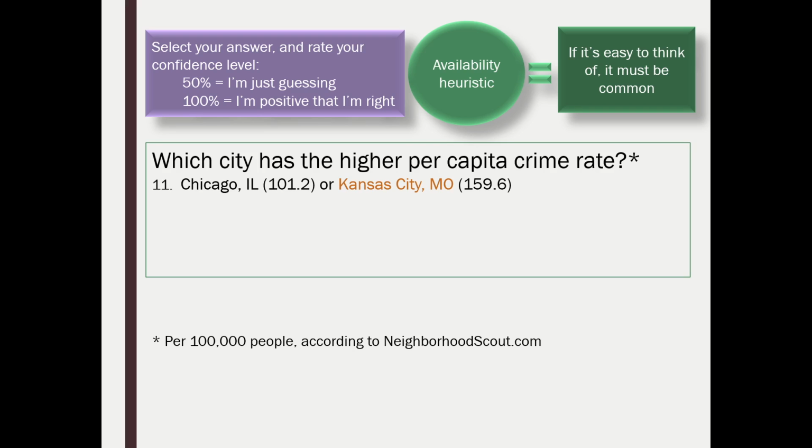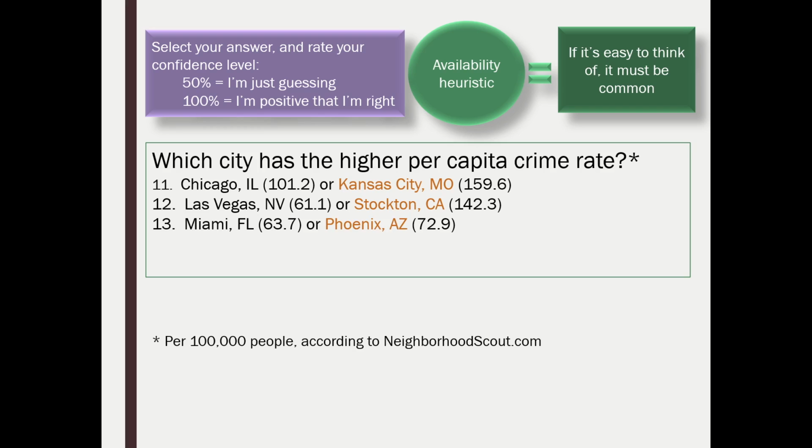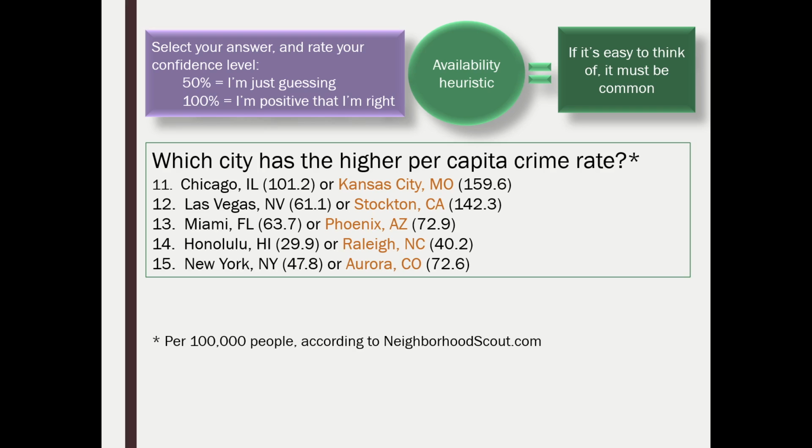So Kansas City, Missouri has a higher per capita crime rate than Chicago does. Stockton has a higher per capita crime rate than Las Vegas by a lot. I was really surprised by how low Las Vegas is, frankly. But Phoenix has a higher per capita crime rate than Miami does. Raleigh, North Carolina has a higher rate than Honolulu. And Aurora, Colorado has a higher rate than New York, New York.